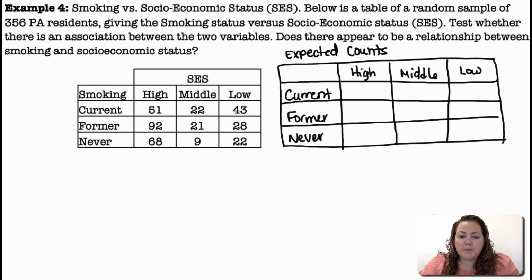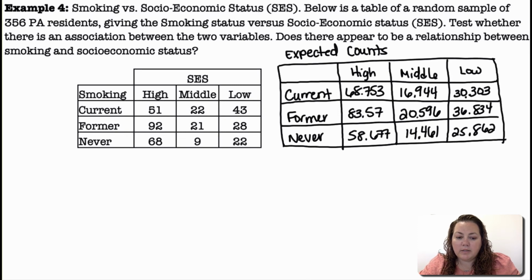So I need to find all my expected counts. Again, I'm going to put all of the observed counts into matrix A. I'm going to do a chi-squared test. I'm going to go back and look at matrix B. And here are all of my expected counts.